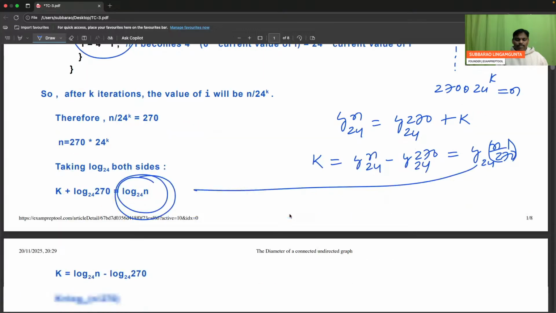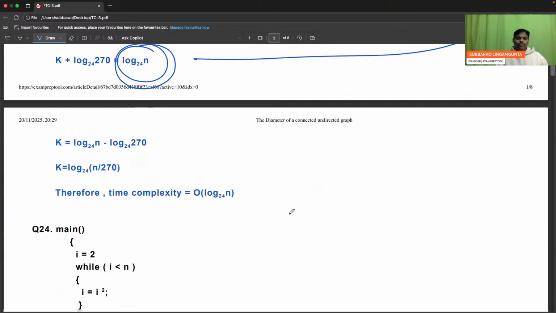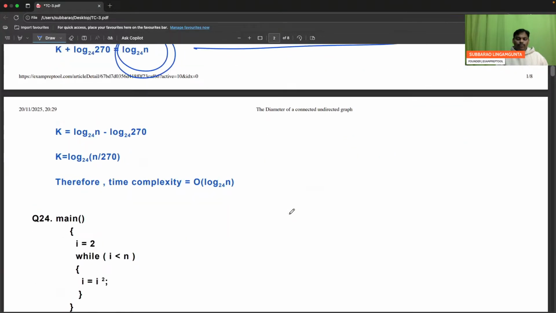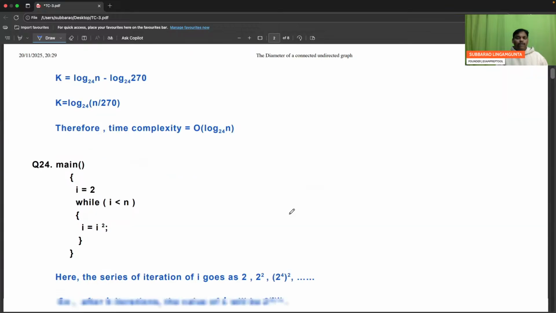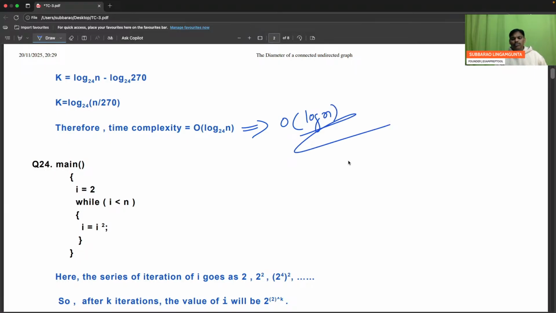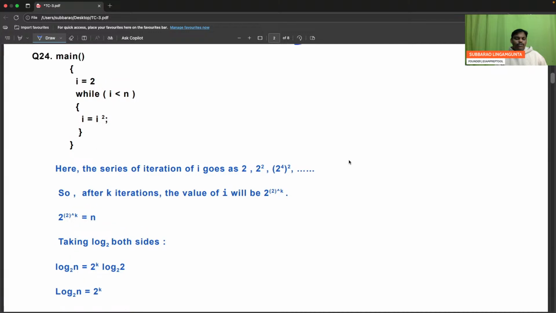I hope everyone is comfortable. Same story, same story. Always dividing by 24. Log n base 24. If log n base 24 is there in the option, well and good. Otherwise, you can simply write log n. Question number 23 is also done. Go to question number 24.